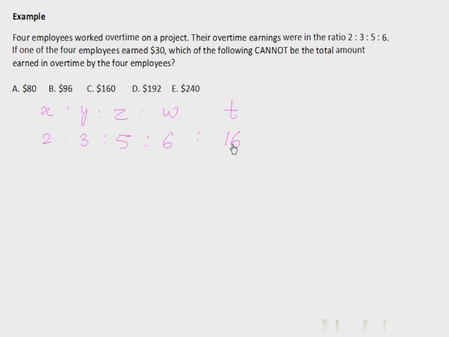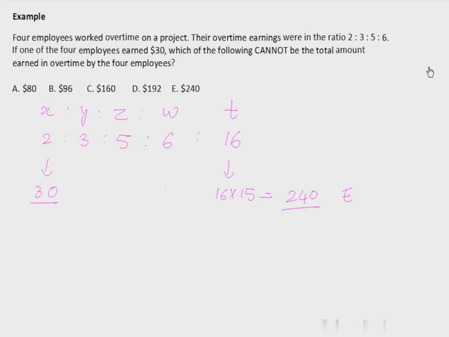Now, if one of the 4 employees earns 30, which of the following cannot be the total? So suppose X earned 30. So X earned 30, what can the total be? So 2 has become 30, what does 16 become? So 2 has been multiplied by 15, I'll multiply 16 by 15, and that's 240. So E cannot be the answer because I can get 240 as the total. If X earned $30, then the total would be 240.